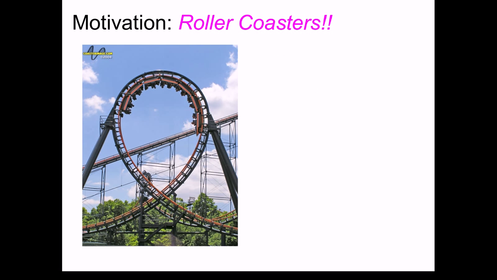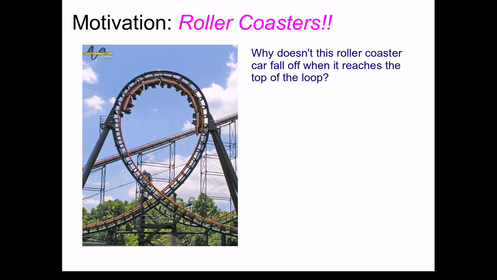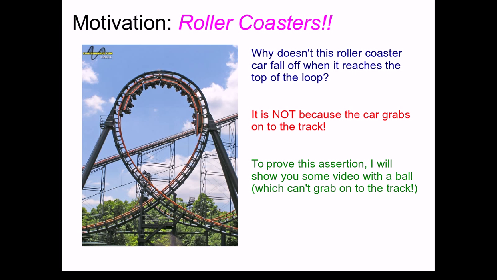Let's consider a car on a roller coaster going around a loop-de-loop. Why doesn't this roller coaster car fall off when it reaches the top of the loop? You may think it's because the wheels somehow grab onto the track. And this is not the reason it doesn't fall off. To prove this assertion, I'll show you some videos with a ball going around a track. Since it's just a ball, it can't possibly grab on.